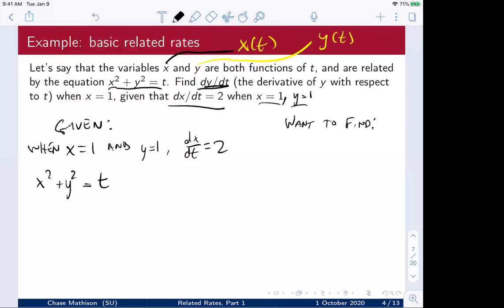Yeah, perfect. I want to find dy/dt, specifically at this moment when x is 1 and y is 1.